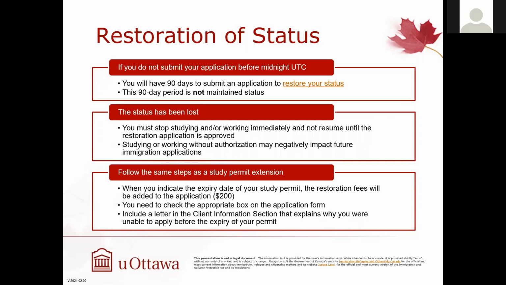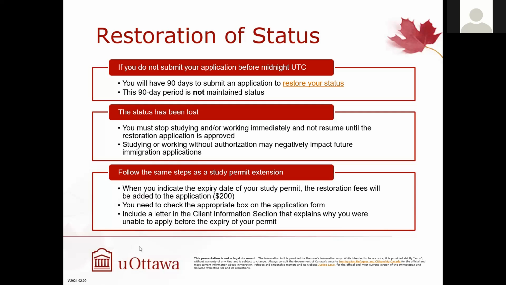But basically the steps to restore your status are very similar to those to extend your status. When you put the expiry date of your study permit when you answer the questionnaire, it'll automatically add the restoration fees to your account. So in addition to the $150 it costs to extend your status, you also have to pay $200 to restore your status. So you'll be paying $350 to restore your status in total.